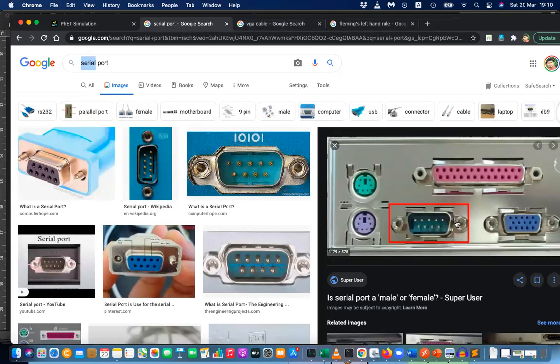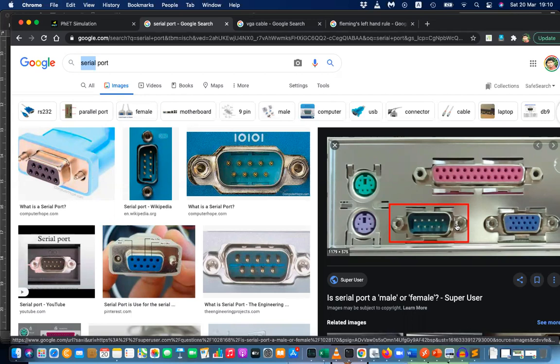This is also male. If you are connecting male to male, then the pins will bend.